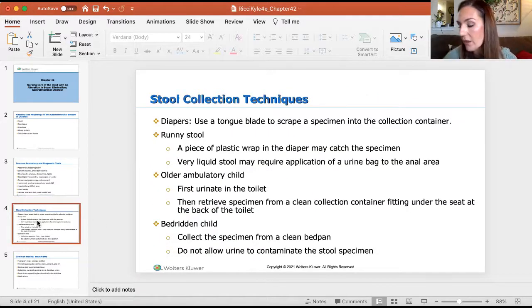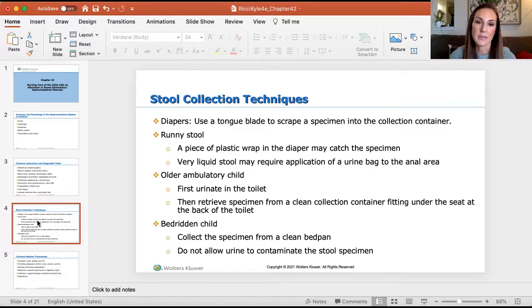All right, so let's talk about, I have the stool collection techniques set up. I'm going to talk about that really quickly, but right after that, I'm going to go into some of those GI disorders that can cause diarrhea.